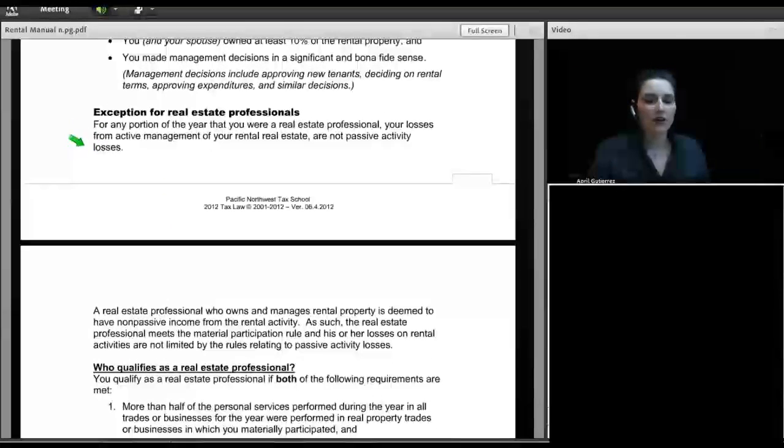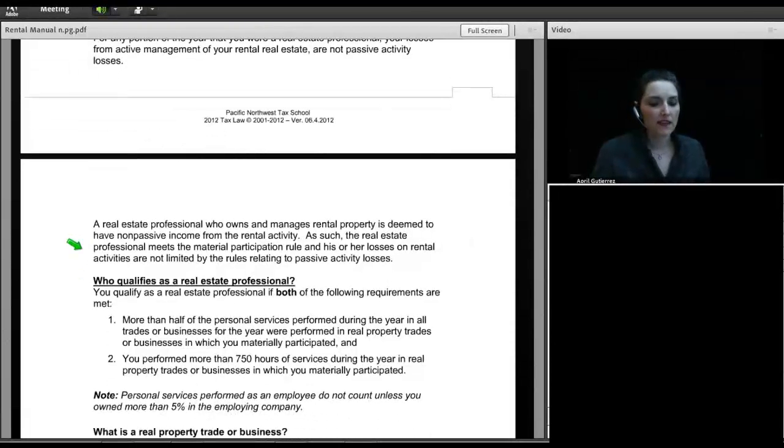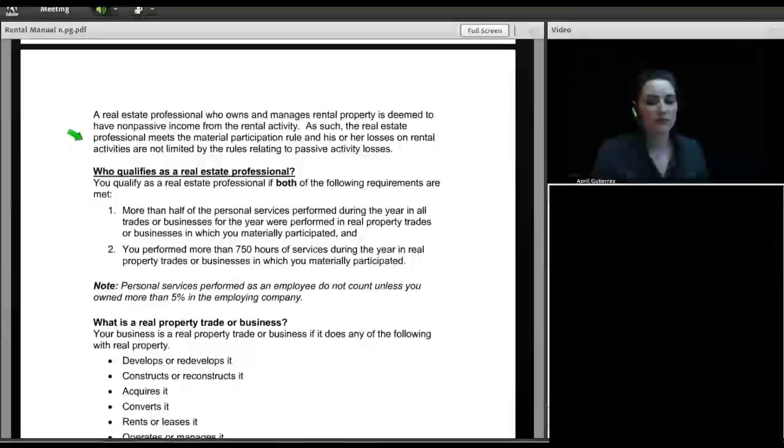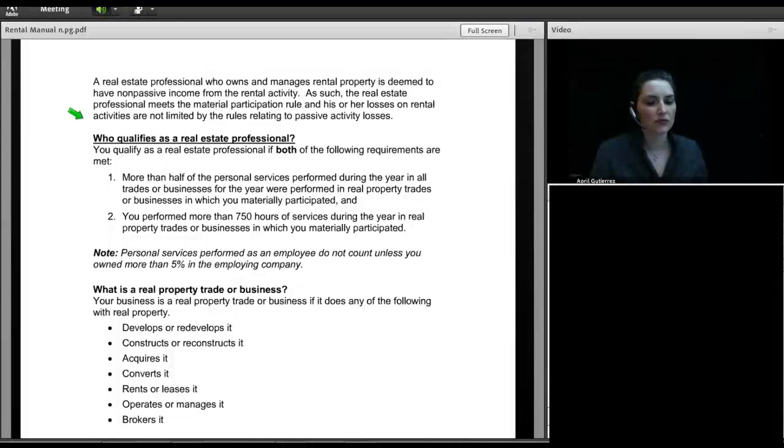Now, this $25,000 limit and this income limit that we talked about, the $100,000 to $150,000 limit, there's an exception to that limit for real estate professionals. For any portion of the year that you were a real estate professional, your losses from active management of your rental real estate are not passive activity losses in terms of the limits. A real estate professional who owns and manages rental property is deemed to have non-passive income from the rental activity. As such, the rental real estate professional meets the material participation rule, and his or her losses on rental activities are not limited by the rules relating to passive activity losses.